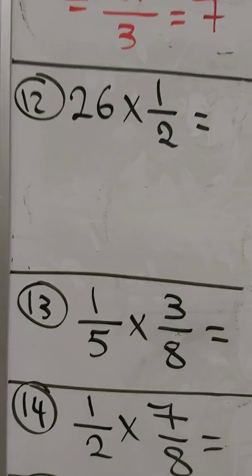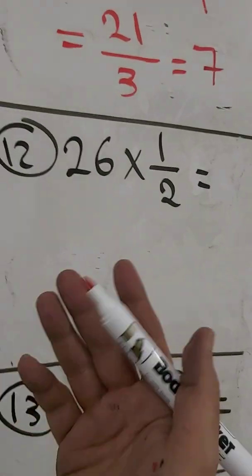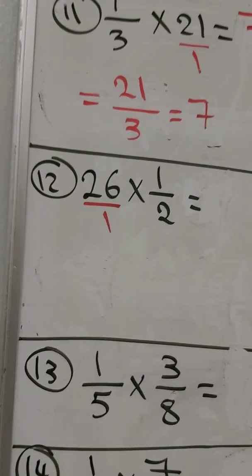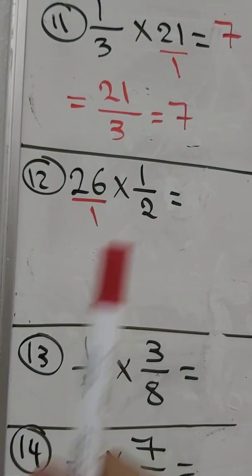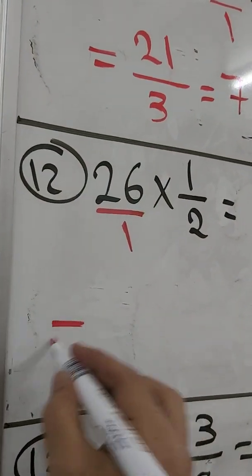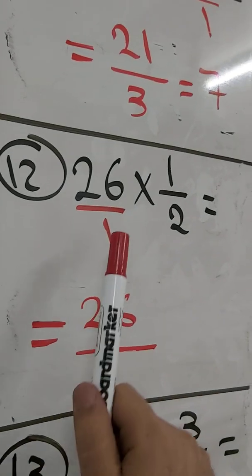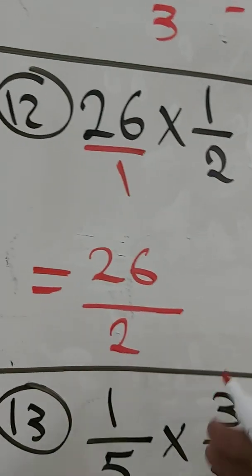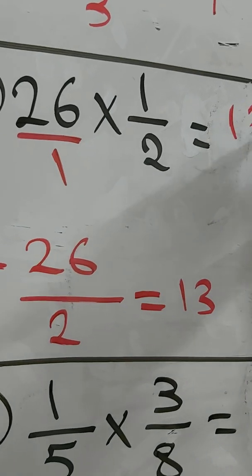Question 12, we have 26 multiply 1 over 2. Also, if we have a whole number, we make it a fraction by adding 1. And in multiplication of fractions, we multiply the numerators and the denominators. So here it will be 26 multiply 1 is 26, over 1 multiply 2 is 2. Now 26 divided by 2 is 13. So the answer is 13.